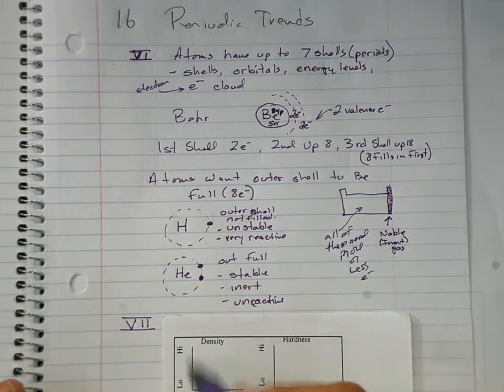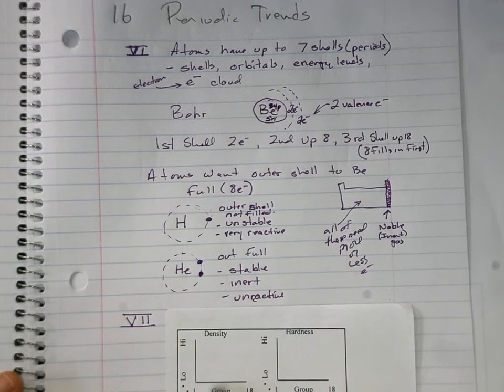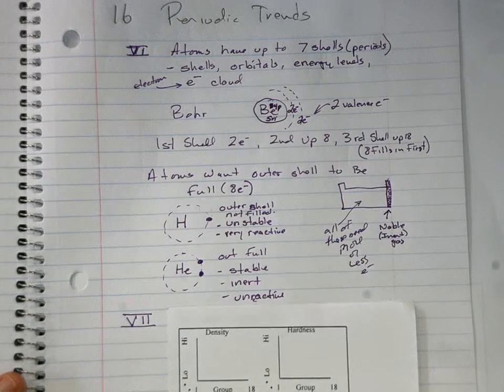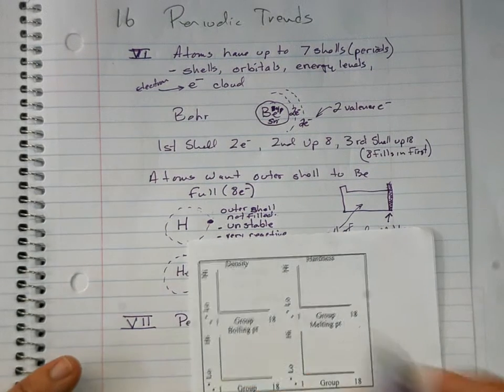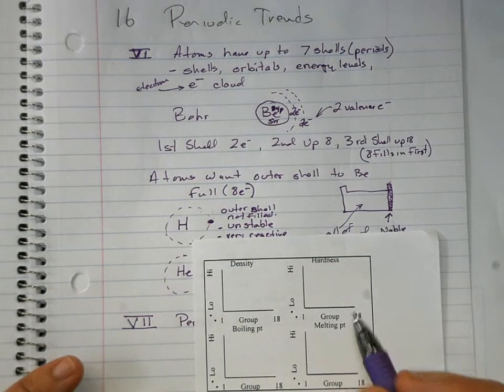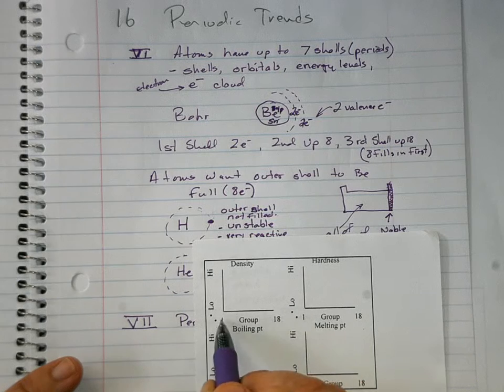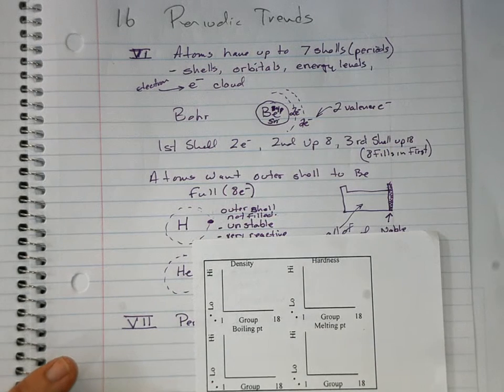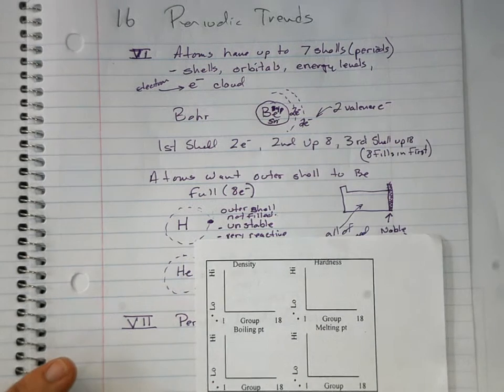So, what we've got here is going to be for density. Going across this way is the group, so we're going from group 1 to 18. You need to take notes right now.